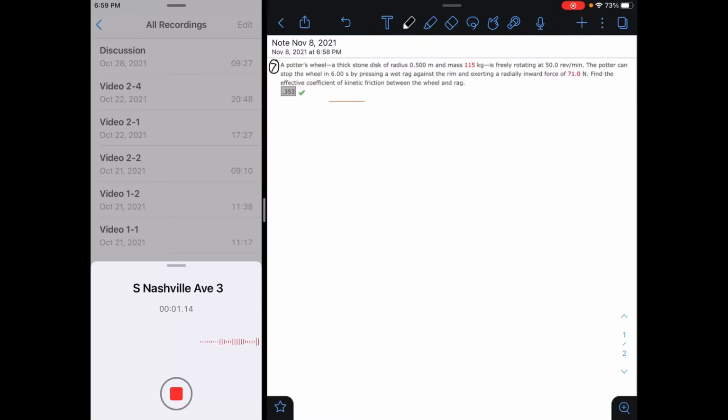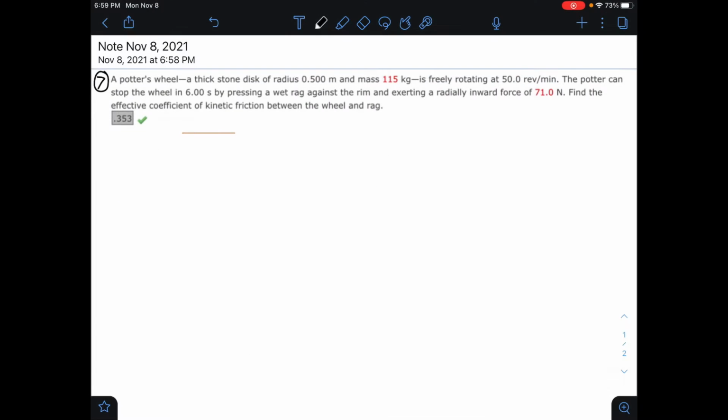Okay, so this is WebAssign 6D, problem number 7. We've got a potter's wheel, a thick stone disc of radius 0.5 meters and mass 115 kilograms. It's freely rotating at 50 revolutions per minute. The potter can stop the wheel in 6 seconds by pressing a wet rag against the rim and exerting a radially inward force of 71 newtons. Find the effective coefficient of friction between the wheel and the rag.